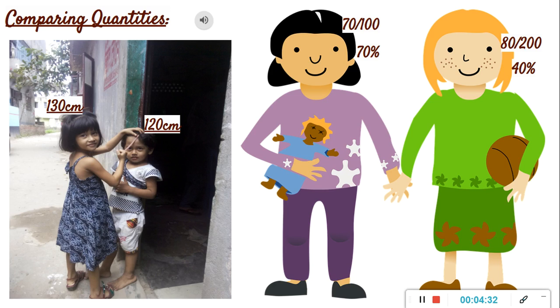Now, in each of these examples, what were we actually trying to do? We were trying to compare quantities. In the first example, we were trying to compare the height of your sister and yours. And in the second example, you were trying to compare your score with that of your friend. Right? So, in this lesson, we will learn more about comparing quantities, that is, the various ways by which we can compare two different quantities. Okay.